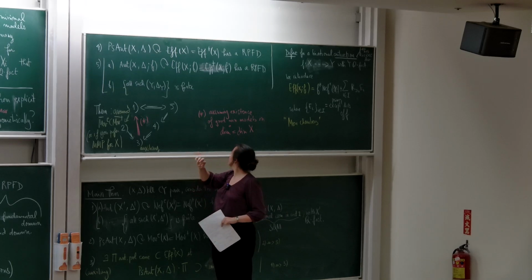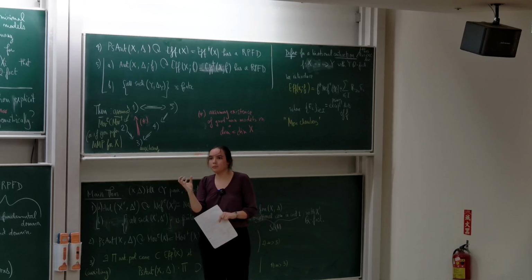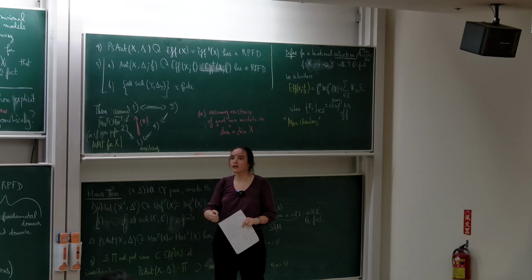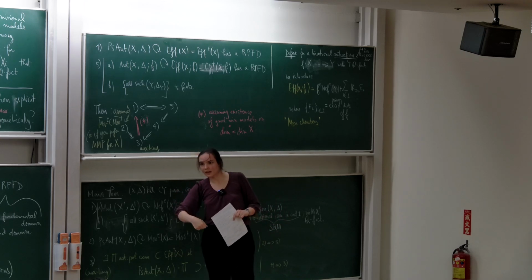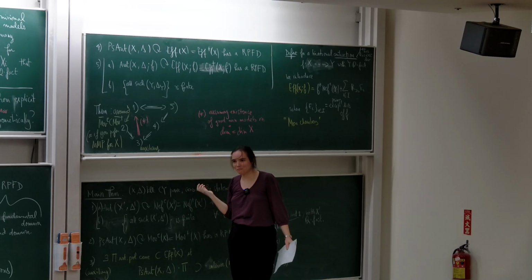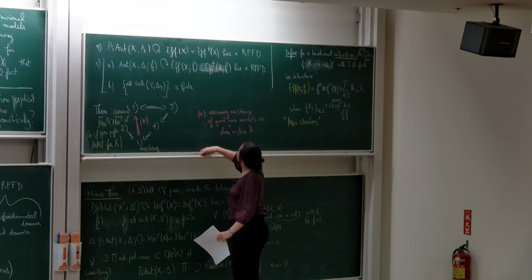So it means you start with any KLT pair, you can run an MMP, it terminates, and after it terminates, whatever nef thing you're left with is semi-ample, and you can get your Mori fiber space. So it's pretty strong. So we can weaken this.